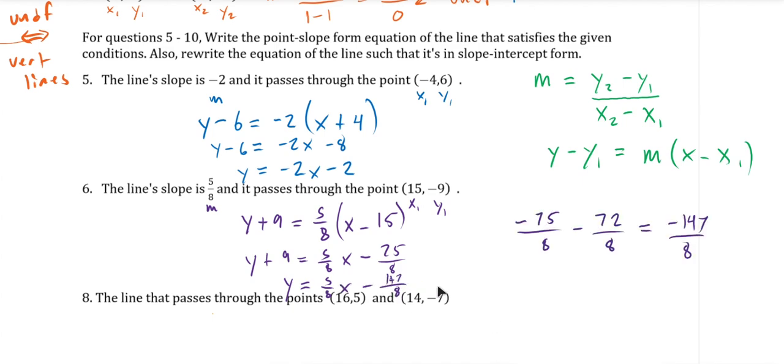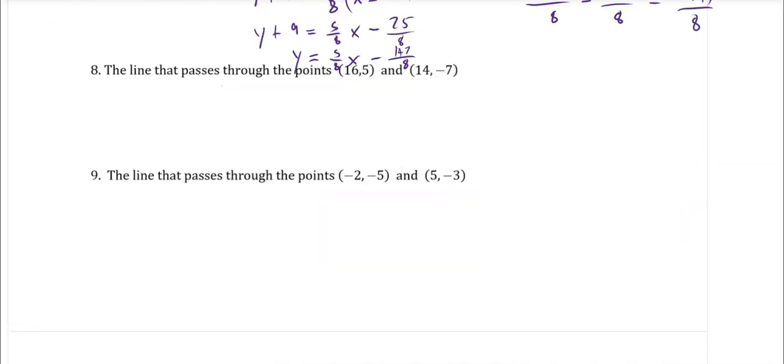As such, 147/8 is not going to be simplifiable, so this is how I would leave things. For the next two, we're not given a slope. We have to calculate one first. So let's do just that.